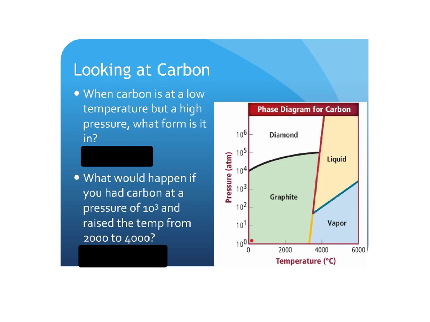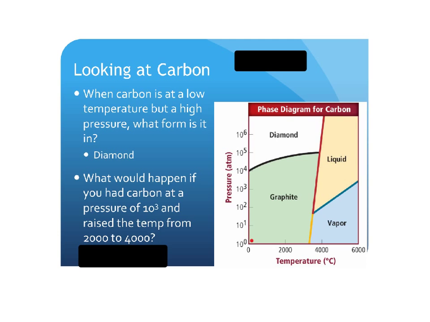Alright, let's take a look at the carbon phase diagram. When carbon is at a low temperature but a high pressure, what form is it in? If we take a look at the graph, low temperature, so relatively right here, but high pressure has us landing right up here. That would be the diamond region. Notice carbon actually has two solid areas because carbon has allotropes of different forms. So it's not enough to just say carbon is a solid, you have to distinguish which form.